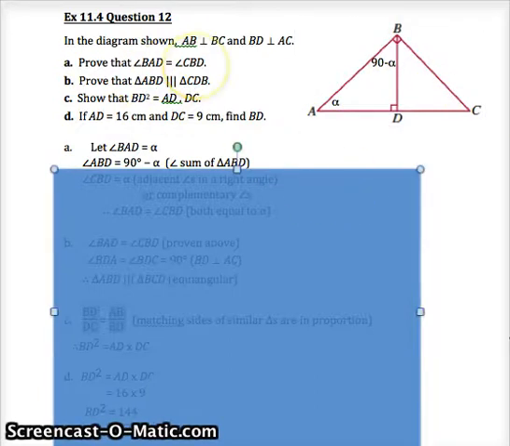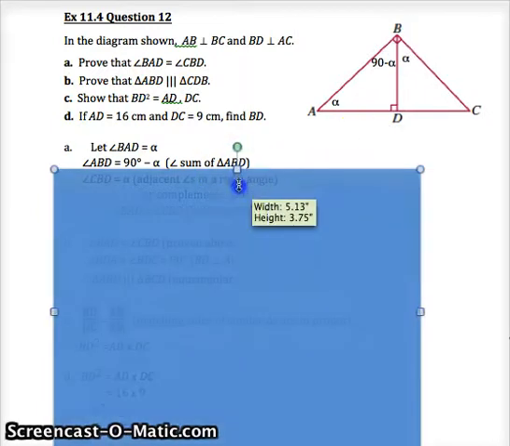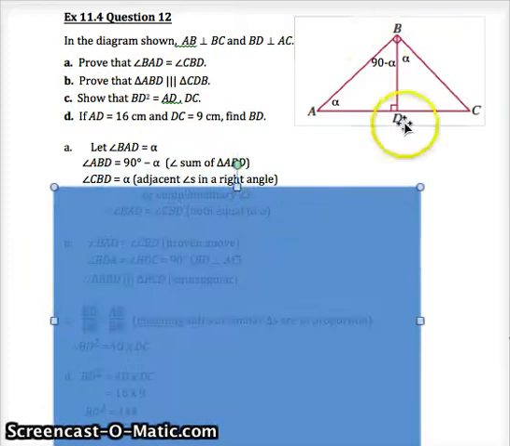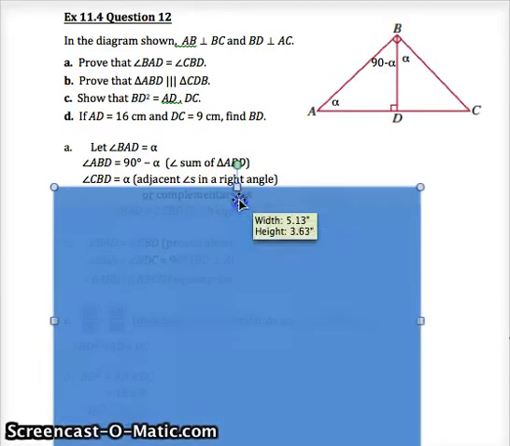Let's just go back and look at what we're supposed to do. We're supposed to show that angle BAD, which is alpha, is equal to angle CBD. We can see that this angle here at B is 90 degrees. So if angle ABD is 90 minus alpha, then this other angle in here must equal alpha, because 90 minus alpha plus alpha is equal to 90 degrees. So we can write in our next line of working that angle CBD is equal to alpha because those 2 angles are adjacent angles in a right angle, or you can just say complementary angles.